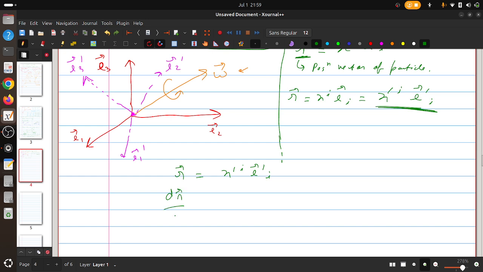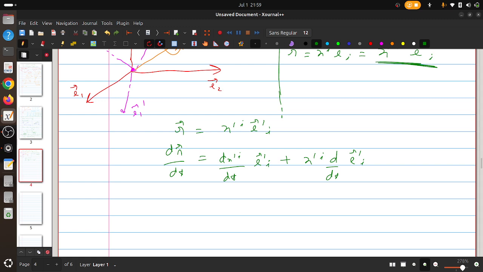So dr by dt. Because again, these primes are not fixed in space, they are rotating. So this whole thing is going on and on. They are rotating, right? So I have to take the time derivative with respect to both. So I have to apply the product rule for the differentiation with respect to time.